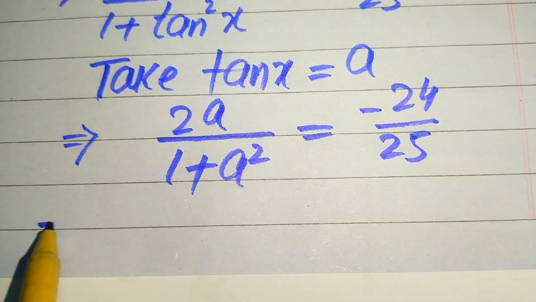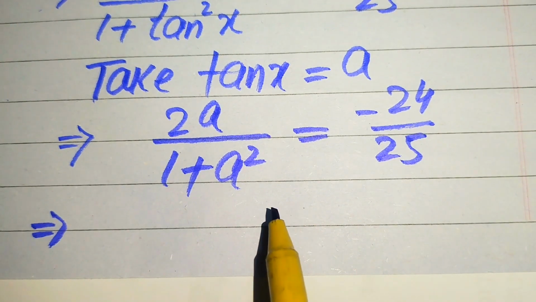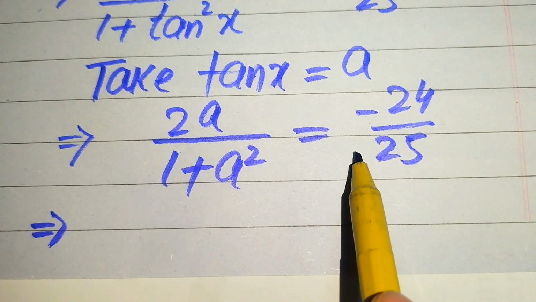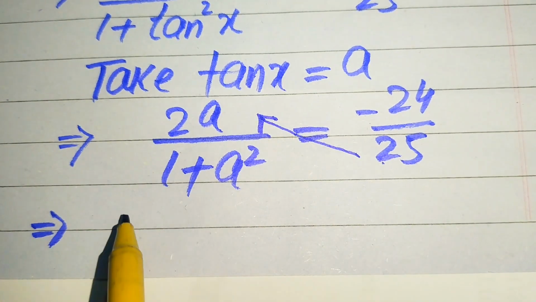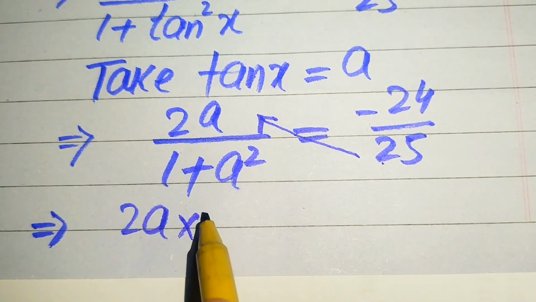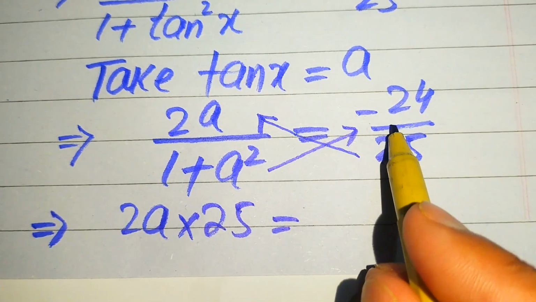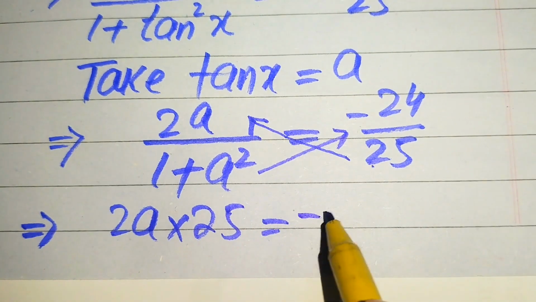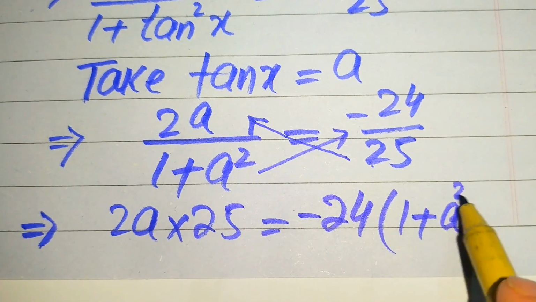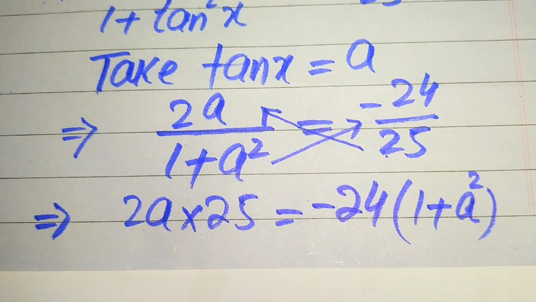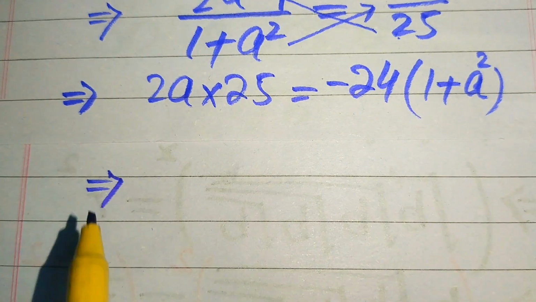So here, in the next step, we need a cross multiplication of the terms. We multiply this 25 with this 2a, and 25 times 2a is written as 2a multiplied by 25, and we multiply 1 plus a square by minus 24, and it becomes minus 24 times 1 plus a square.